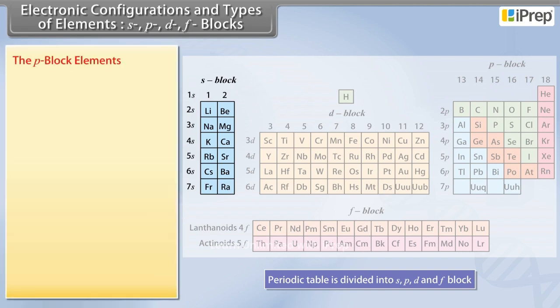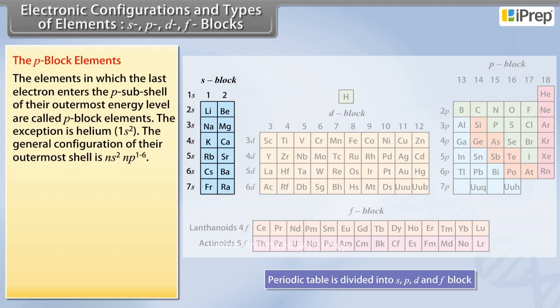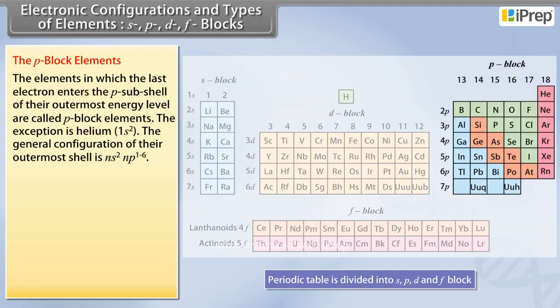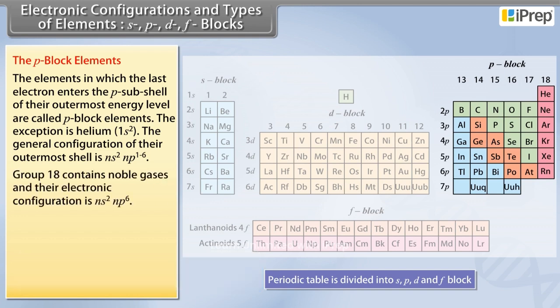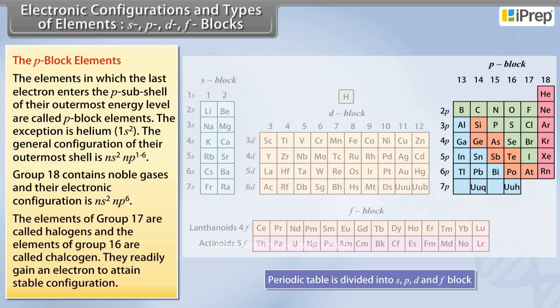The P block elements. The elements in which the last electron enters the P subshell of their outermost energy level are called P block elements. The exception is helium. The general configuration of their outermost shell is ns2 np1-6. Group 18 contains noble gases and their electronic configuration is ns2 np6. The elements of group 17 are called halogens and the elements of group 16 are called chalcogens. They readily gain an electron to attain a stable configuration.